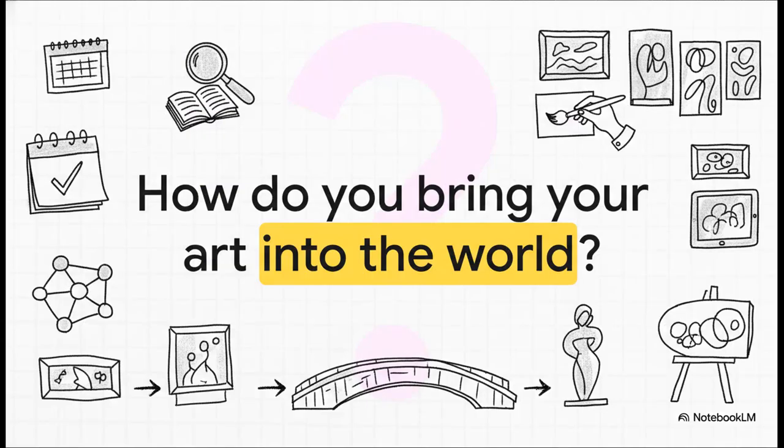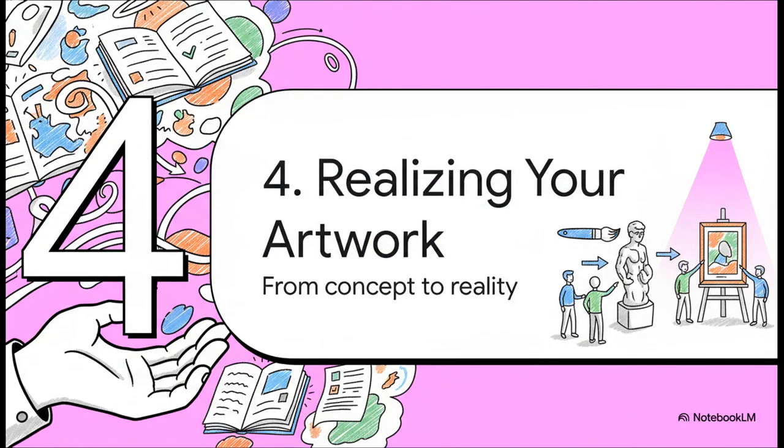All right, you've done the planning, you've done the research, you've made the connections. Now for the really exciting part, actually making the thing. How do you take all this brain work and turn it into something real? This is section 4, realizing your artwork. This is where the rubber meets the road. Your project is about to leave your sketchbook and your mind and enter a physical, real-world space where people can actually experience it.